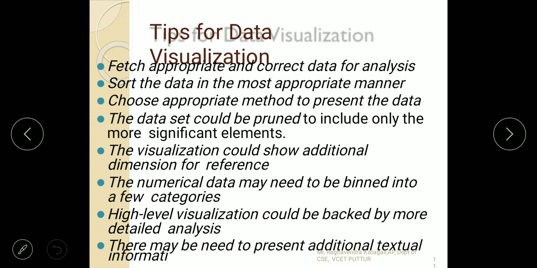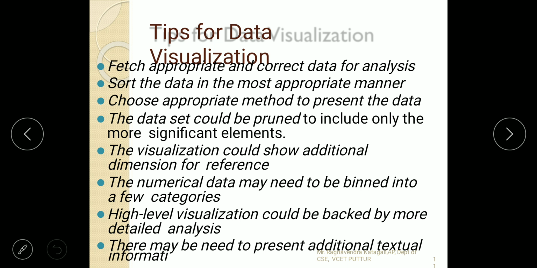Then the last part of this chapter, that is tips for data visualization. To help the client in understanding the situation, we can consider the following important points. That is, fetch appropriate and correct data for analysis. You have to fetch the most appropriate and only correct data for analysis. Then sort the data in the most appropriate manner, so that it could be sorted by numerical variables or alphabetically by names. Sorting the data will get your work done by half.